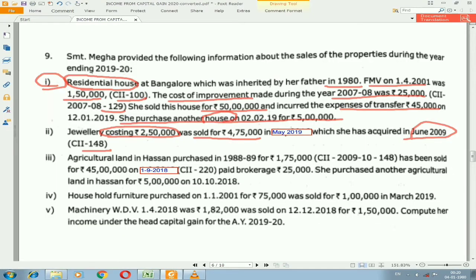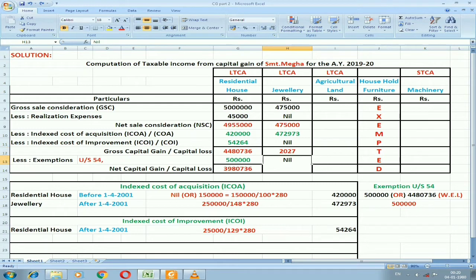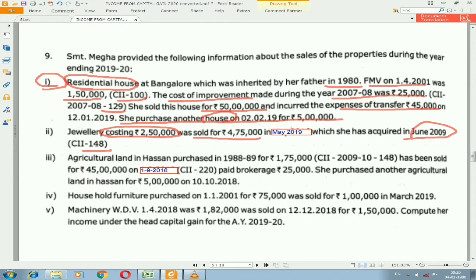Exemption: they have not done any new investment for jewelry. In this illustration they have given new investment for particular assets only. So we don't have any new investment for jewelry, that will be nil.